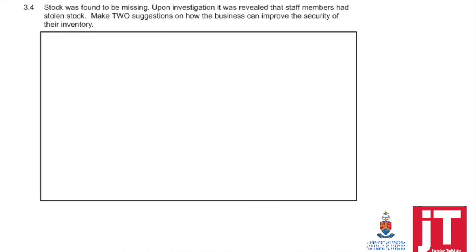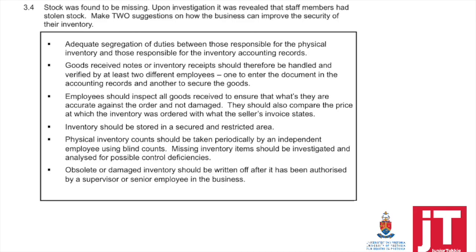Question 3.4. Stock was found to be missing. Upon investigation, it was revealed that staff members had stolen stock. Make 2 suggestions on how the business can improve the security of the inventory. So this is based on internal control. Always study your internal control, because you will be given different scenarios that you need to answer in how can we prevent this from happening in the future. What security measures can we put in place? So these are all options that you can write. It says only 2, but I've given you more than 2 options.